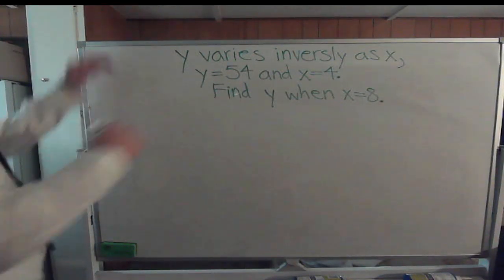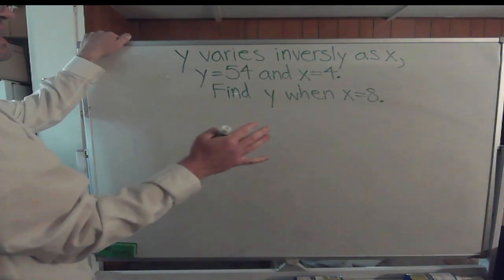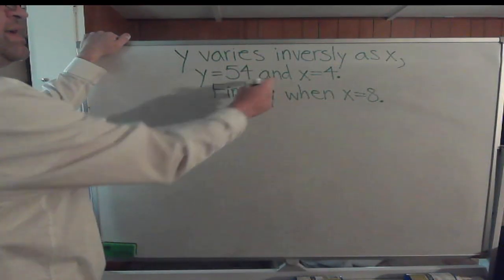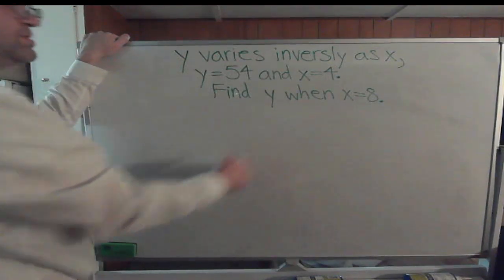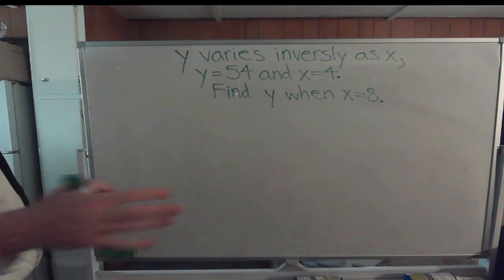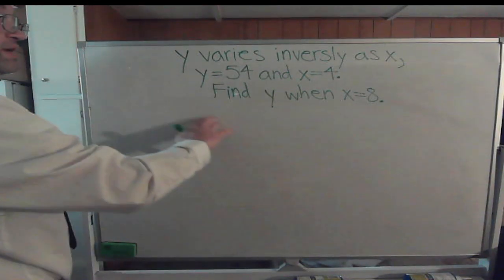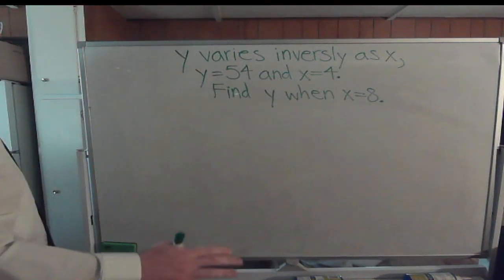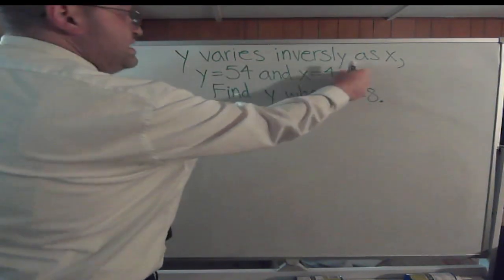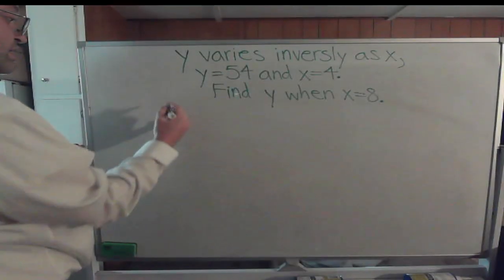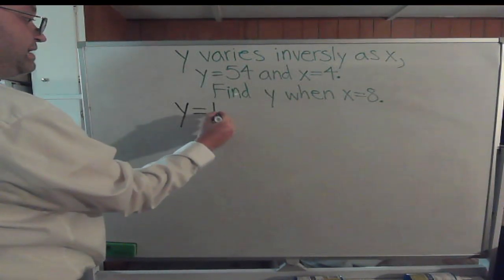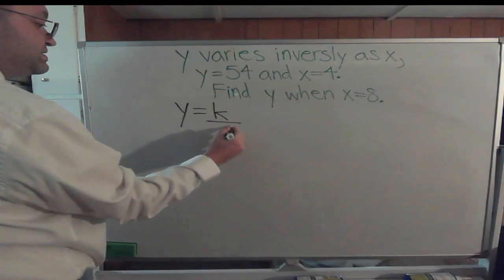Alright, so we have y varies inversely as x, and they give you that y equals 54 and x equals 4. Then they want you to find y when x equals 8. Well, like the direct variation problems, first thing you're going to do is ignore the last sentence. Find y when x equals 8. Forget it exists for a minute. What you want to do is set up your initial equation with y varies inversely as x, alright? So y varies inversely as x means y equals k over x.